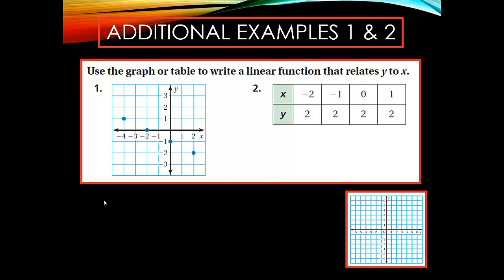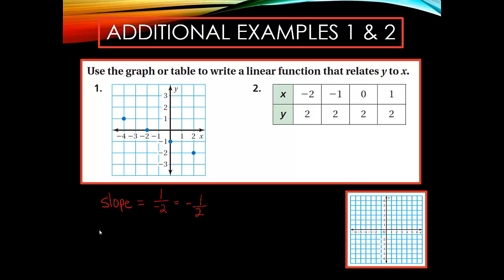So for our slope, we need to look at 2 points, so we can just pick 2 points and do a rise over run. So our rise would be up 1, and then our run would be over 1, 2 to the left, which is -2. So our slope is 1 over -2, which is -1/2.